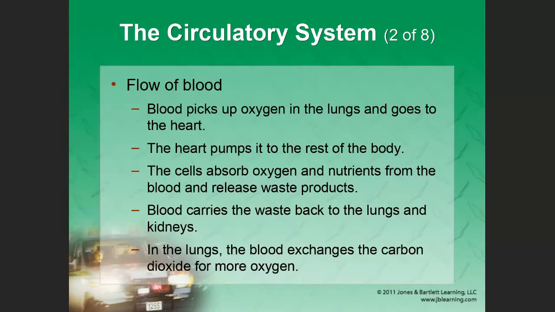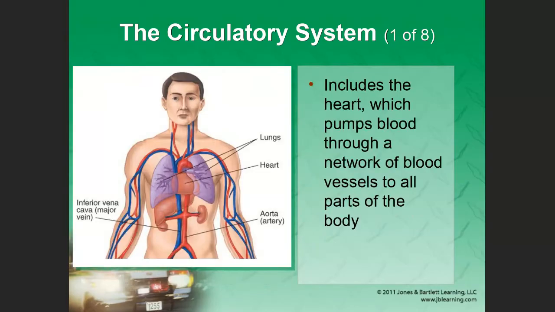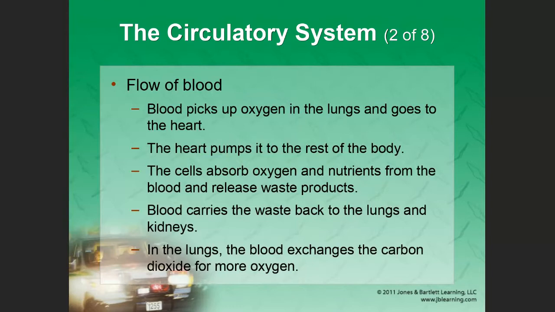The flow of blood. So blood picks up oxygen in the lungs and goes to the heart. And that's the only place the blood can pick up oxygen, right? The heart pumps it to the rest of the body. And when it goes to the systems within the rest of the body, the cells within these systems will absorb the oxygen and nutrients from the blood.